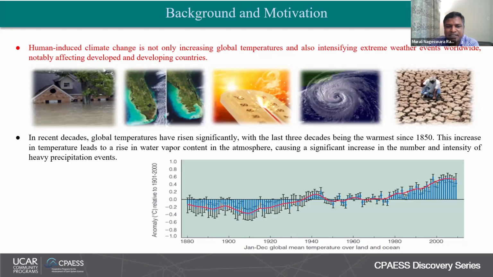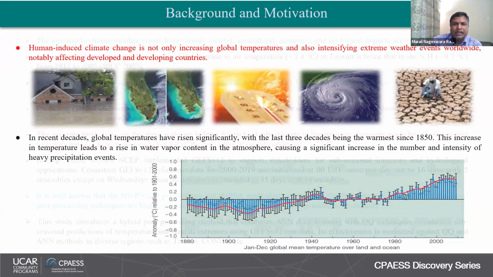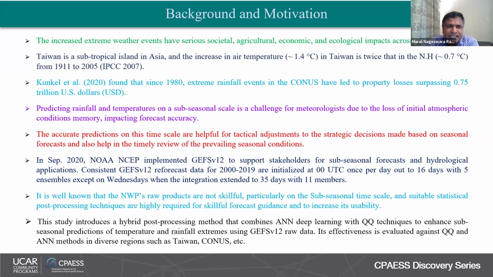The increased temperature leads to a rise in the water vapor content in the atmosphere, and it is causing a significant increase in the number and intensity of heavy precipitation events across various parts of the globe. This is one of the pieces of evidence of the temperature increase in the recent period. And the increased extreme weather events like cold waves, heat waves, floods, and droughts have serious societal, agricultural, economic, and ecological impacts across the globe.